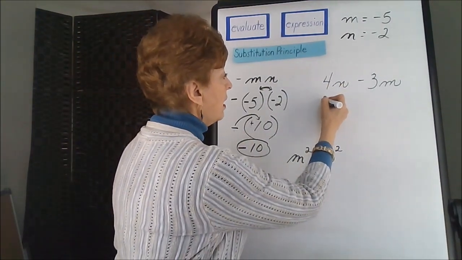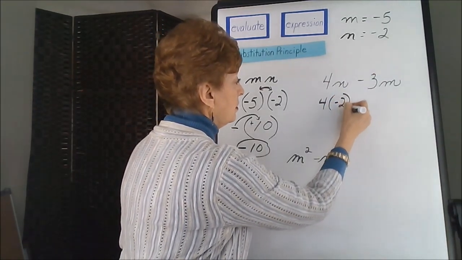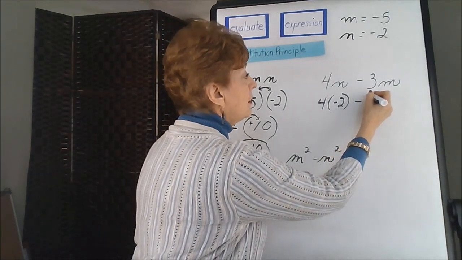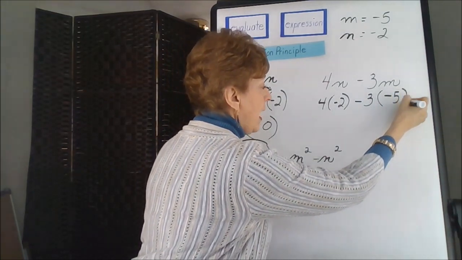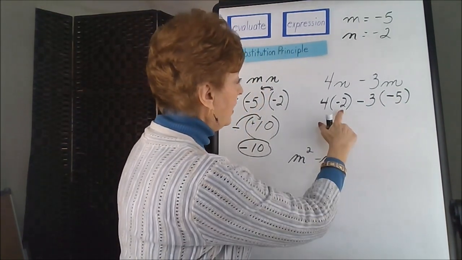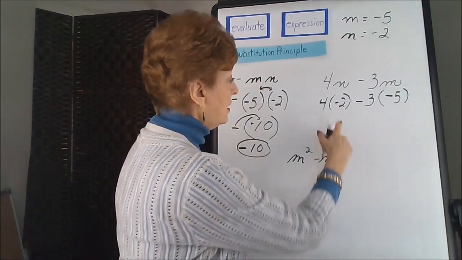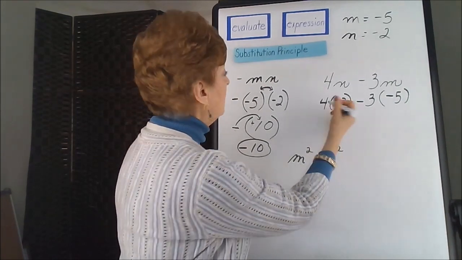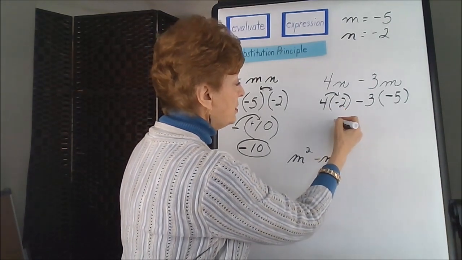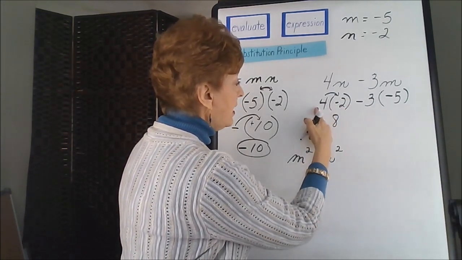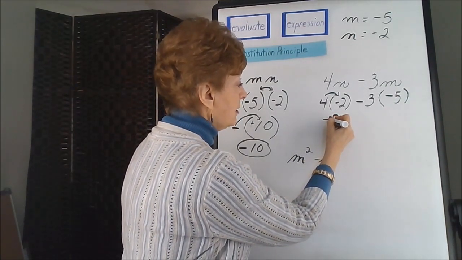Putting the values in, I'm going to put 4 and put my value in for n. It's a negative 2. Minus 3, and here's my value, a negative 5 for the m. Again, our values are single inside the parentheses. So this denotes a multiplication symbol. So we're going to distribute 4 times a negative 2. Well, 4 times 2 is 8. Are the signs the same? No, this one is an understood positive. So the 8 becomes a negative.